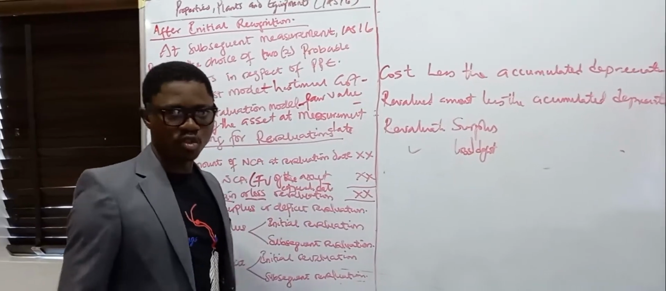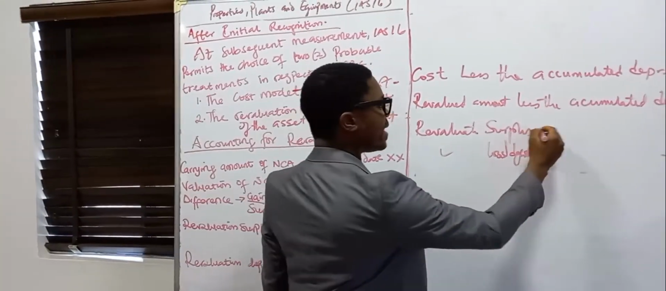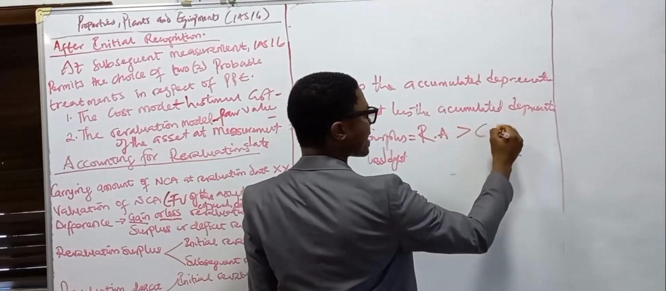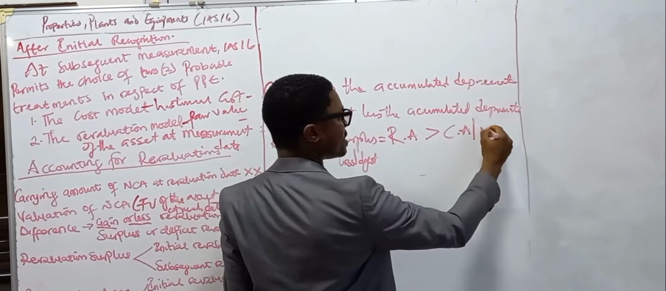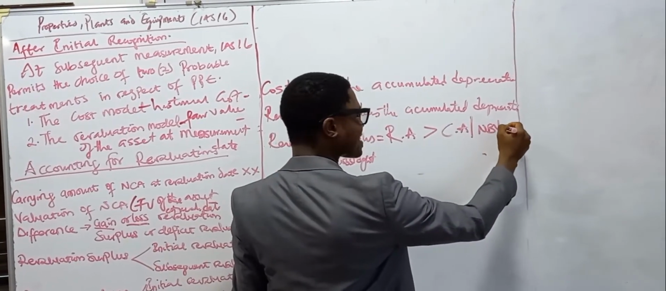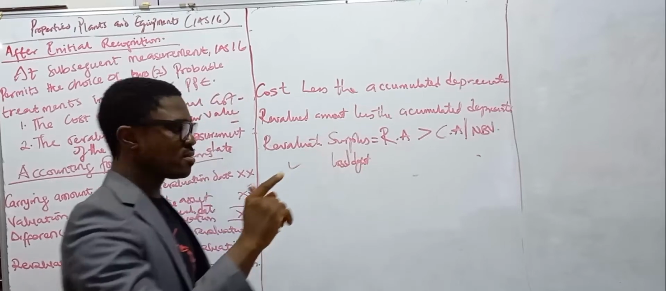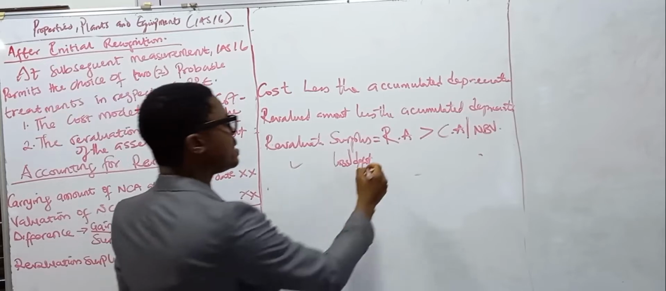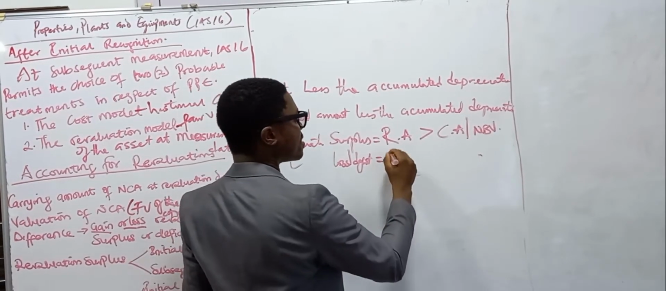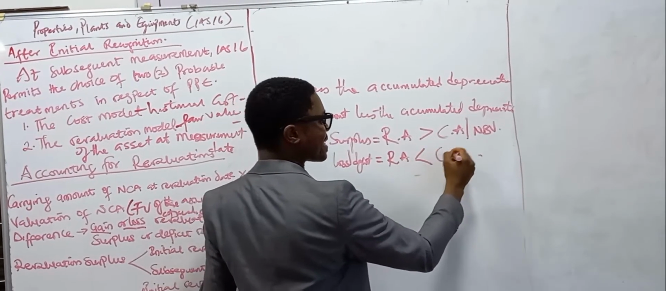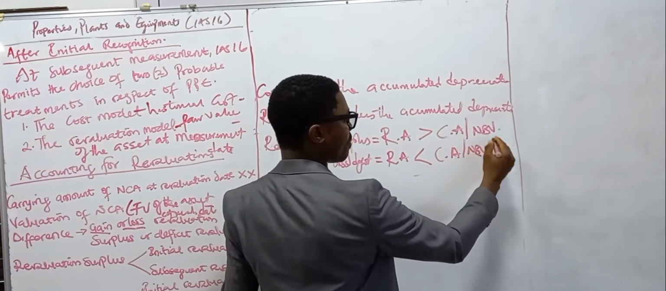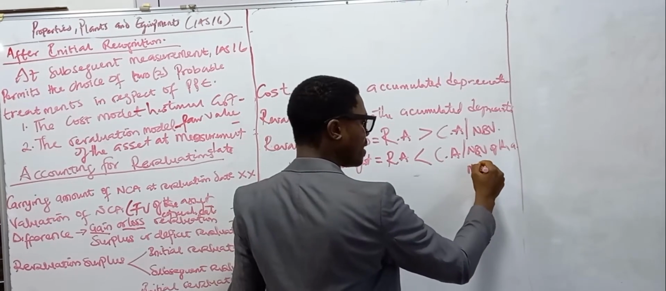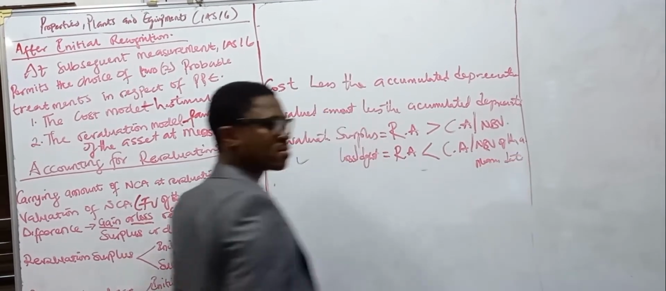When do we have revaluation surplus? We have revaluation surplus when the revaluation amount is greater than the carrying amount. Another word for carrying amount is the net book value of the asset at measurement date. While revaluation loss or deficit means that the revaluation amount is less than the carrying amount or the net book value of the asset at measurement date.